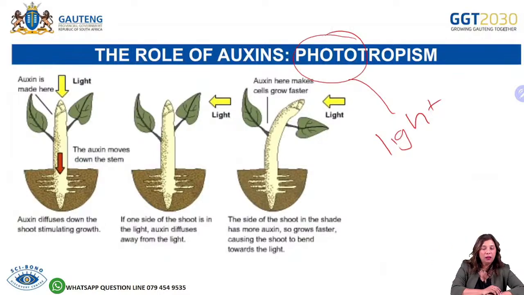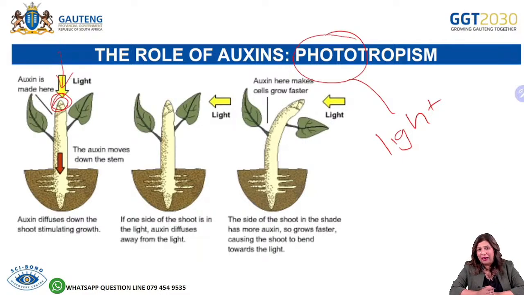So let us look at these diagrams. Now you need to know what is going on in these diagrams, so please pay attention. Remember we spoke about apical dominance. We said that auxins are produced on the apex of the stem. Okay, so auxins are made there, and you can see the light. Where is the light coming from? It's coming from the top.